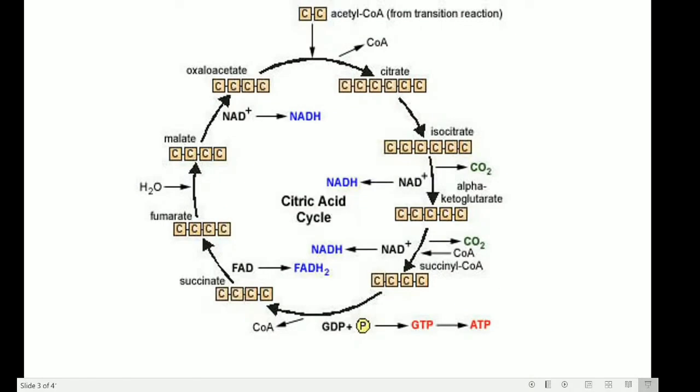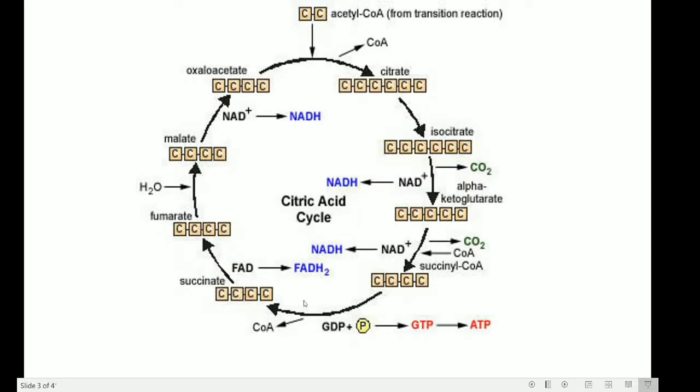Here you can see that acetyl CoA is added to oxaloacetate to form citrate. The citrate molecule is converted into isocitrate. This isocitrate is converted with the removal of NAD, conversion of NAD to NADH, between isocitrate and alpha-ketoglutarate. After that there are some changes with the succinate enzymes that produce succinyl CoA, that is 4 carbon.